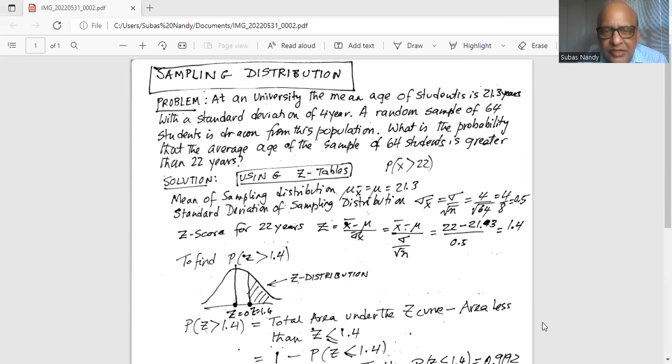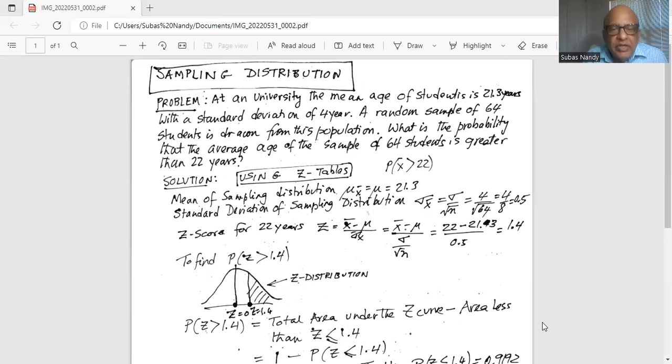I'll first use the z-tables to solve this problem. By z-tables, I mean usually at the back of the statistics textbook, we have the cumulative standard normal distribution area under the standard normal curve. That is the table I'm referring to.